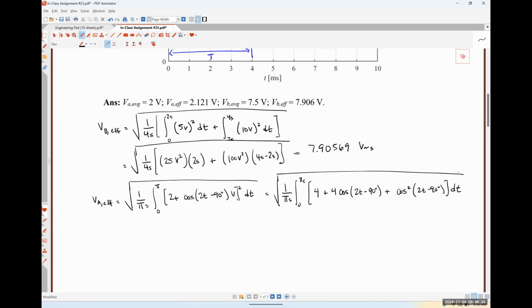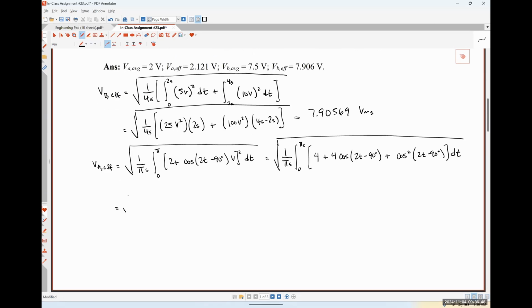Okay, so now I'm going to apply that trig identity so that I can make my cosine squared look like cosine functions. So square root of 1 over pi s, integral from 0 to pi. I'm going to have 4 plus 4 cosine 2t minus 90 degrees plus 1/2 plus 1/2 cosine 4t minus 180 degrees.